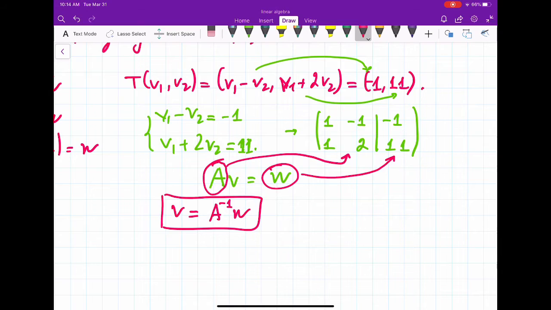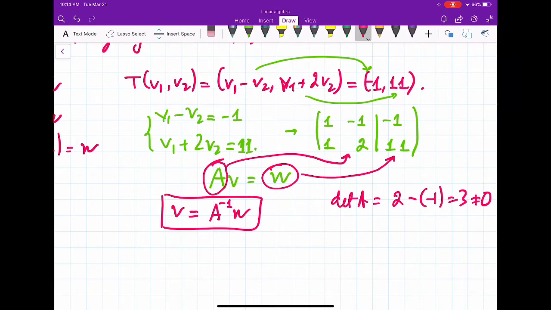You see? But we can check that the matrix is invertible in this situation. Not always, but in this situation. Because the determinant of that matrix is what? The determinant of A is equal to 2 minus negative 1, which is 3. Not 0. The matrix is invertible. So vector W has a pre-image.